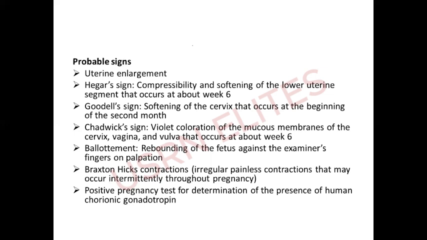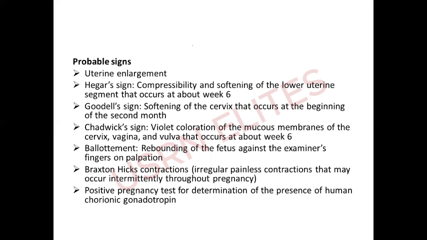So let's go into the probable signs. Our probable signs are also not conclusive that a woman is pregnant. Most of the probable signs come about as a result of the developing fetus. As the fetus develops, there have to be some form of structural changes so that the uterus can accommodate the growing fetus.